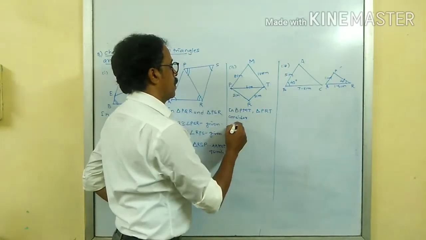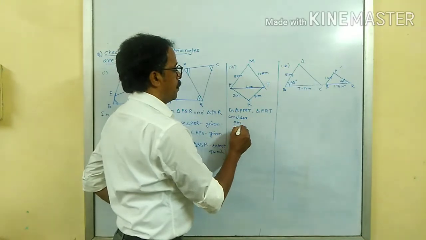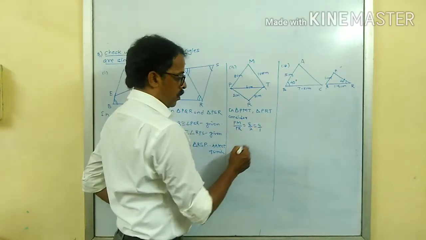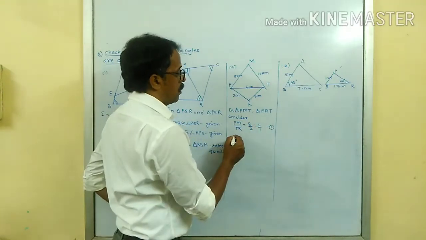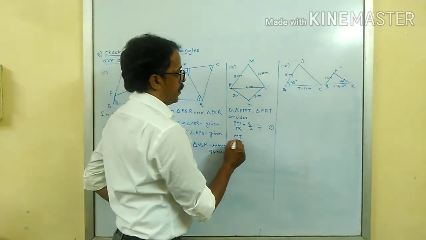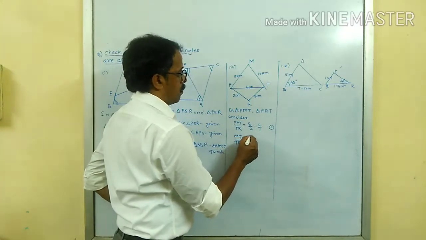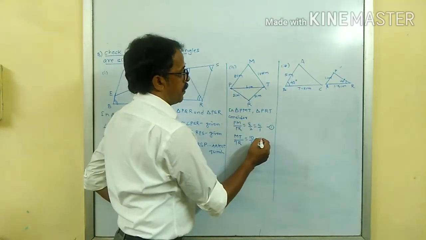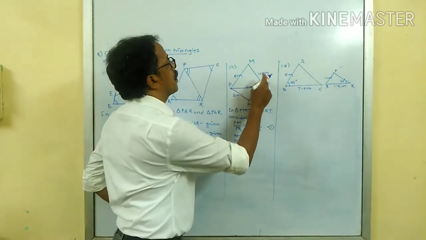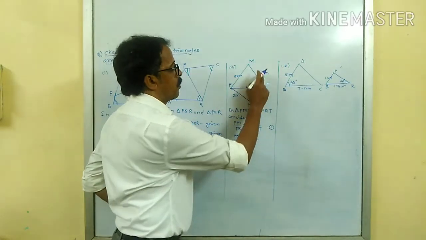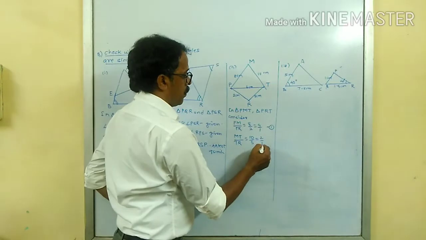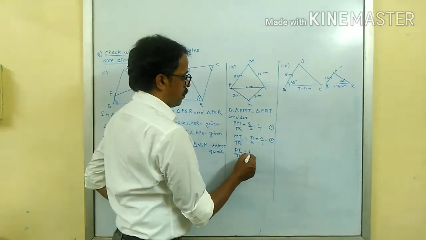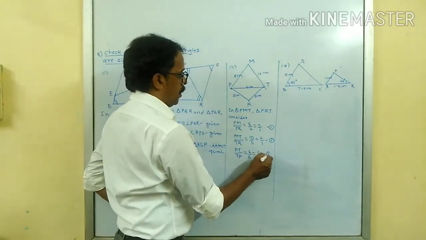Okay, this is 2, this is 8. I could write down, consider PM upon PR is equal to 8 upon 2, is equal to 4 upon 1. This is my equation 1. Then I could write down MT upon TR is equal to 10 upon 5, which is equal to 2 upon 1. This is 2. And the third one, PT upon TP is equal to 6 upon 6, is equal to 1 upon 1. That is 3.